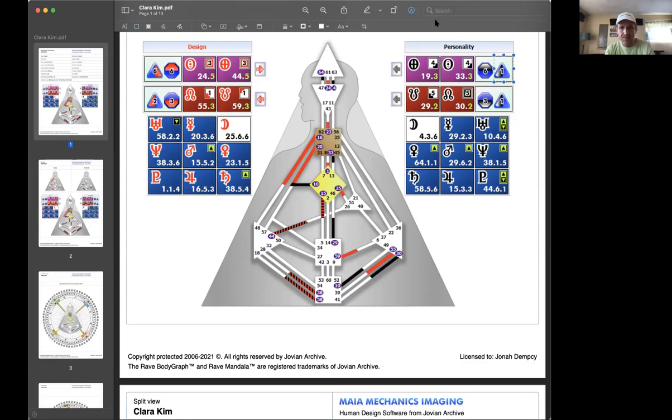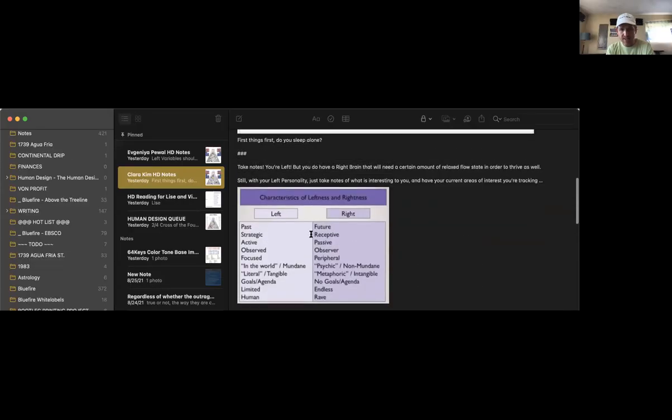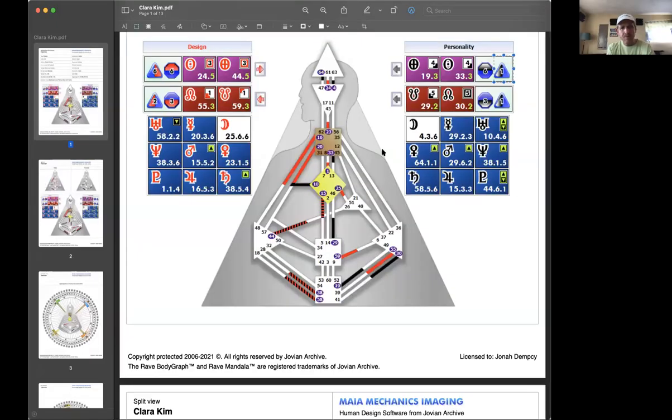You'll notice in the notes that I put a little characteristics of leftness and rightness. That's just a way that can help, so you can see that in the notes. It's just kind of a reminder.